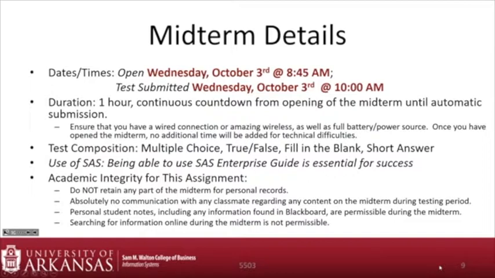Personal student notes, including any information found in Blackboard, are permissible during the midterm. So what does that mean? PowerPoints, sure. Personal notes, sure. What it means is that you're going to make sure you don't have time for them. Yeah, basically. So it's an open book test. That's basically what it's saying, right? It's open book, open note, whatever. Okay.